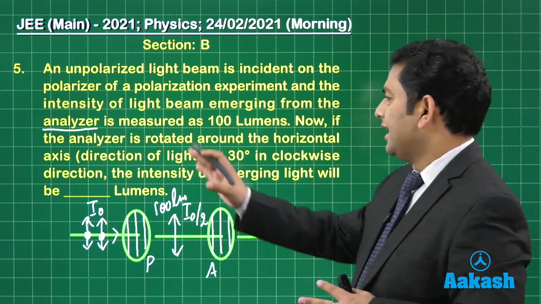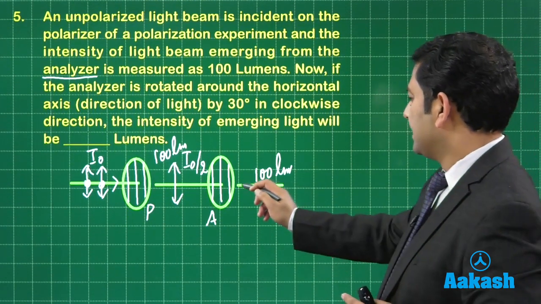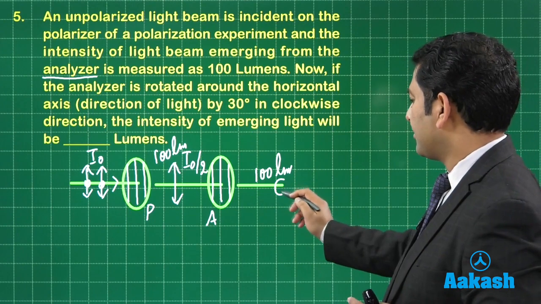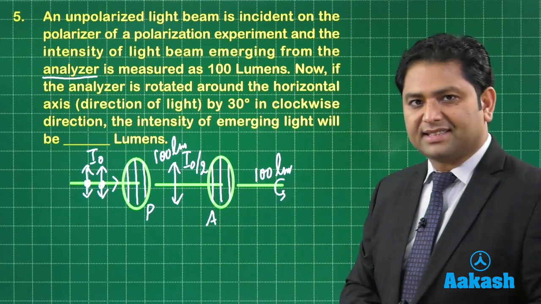Now what does it say? If the analyzer is rotated around the horizontal axis, now this axis, it's been talking about that, by 30 degrees, we need to find the new intensity.